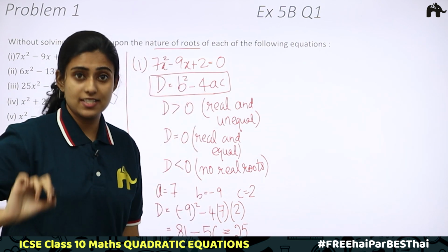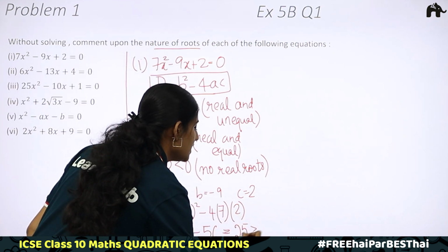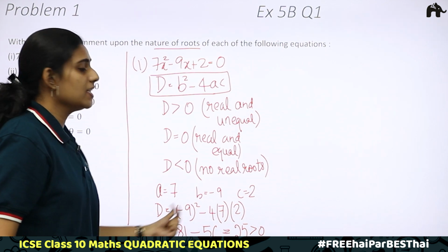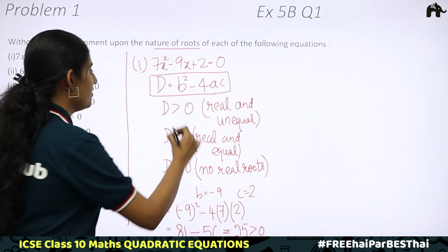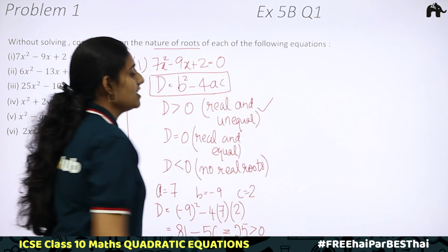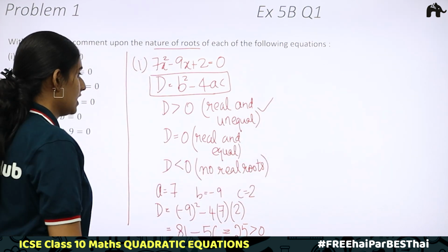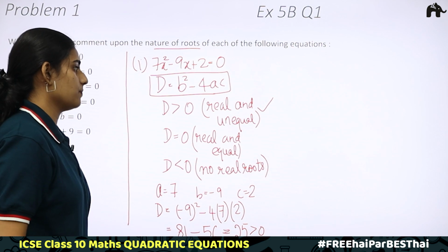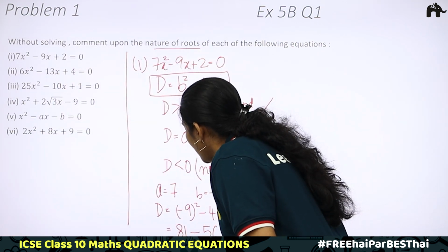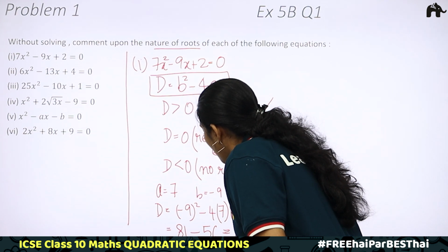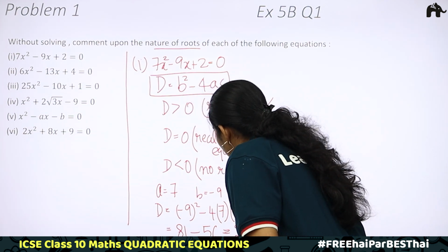25 is a positive number which is greater than 0. Which means discriminant is greater than 0. When discriminant is greater than 0, we will be having real and unequal roots. Clear? In this case, we have real and unequal roots.